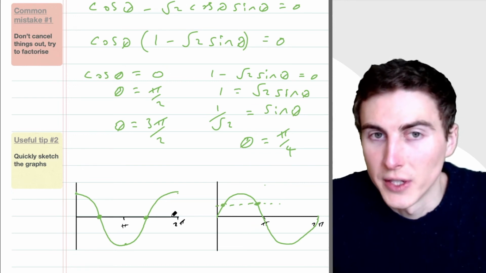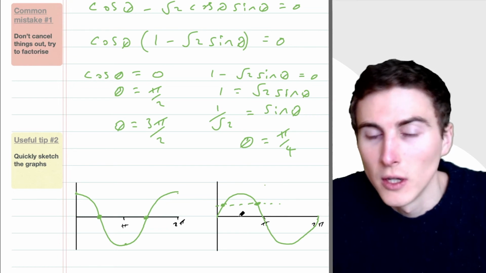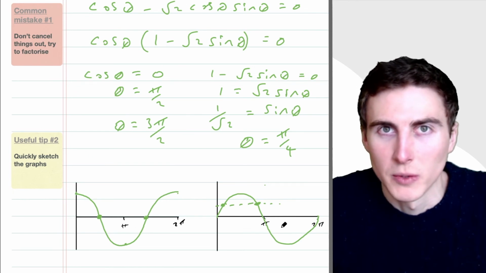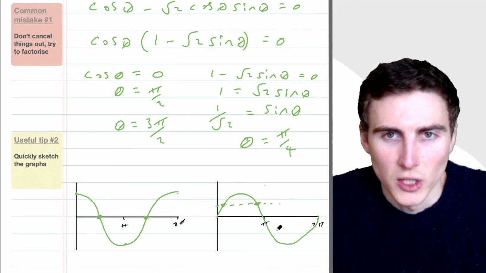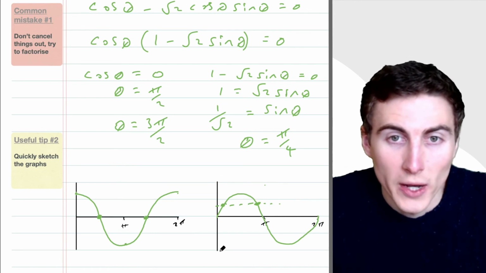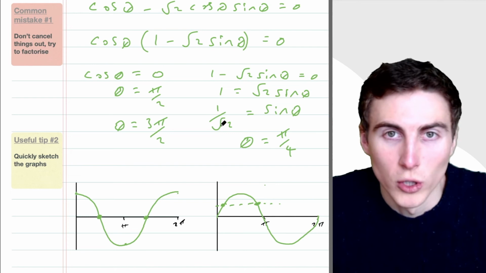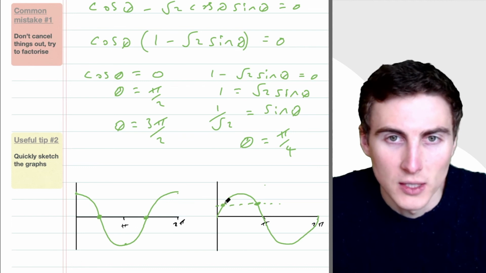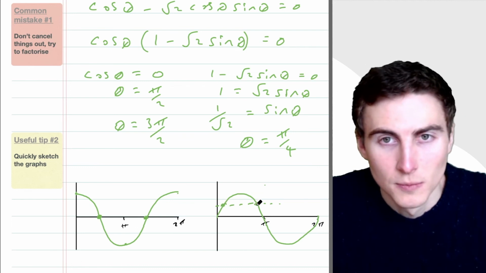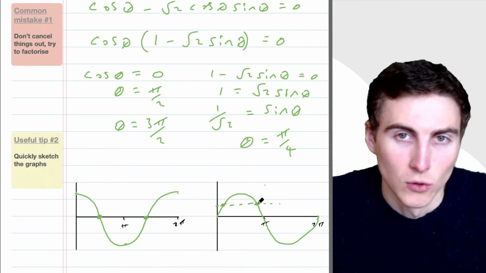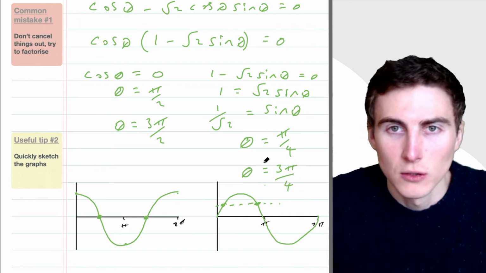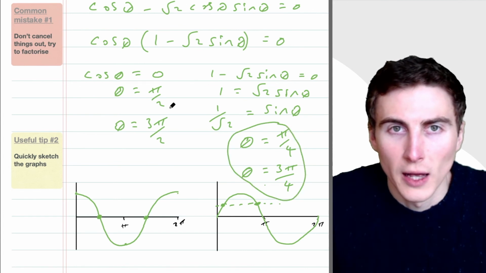If you're not familiar with this graph method, you can use the CAST diagrams. I find this more helpful and more conceptual than the CAST diagrams, because you're actually using your understanding of the shape of the curve. On the y-axis, this point here is 1 over root 2, and we can see that the curve will be at 1 over root 2 both here, that's pi over 4, and over here, which would be pi minus pi over 4, so 3 pi over 4. So those will be our solutions, these two and these two.